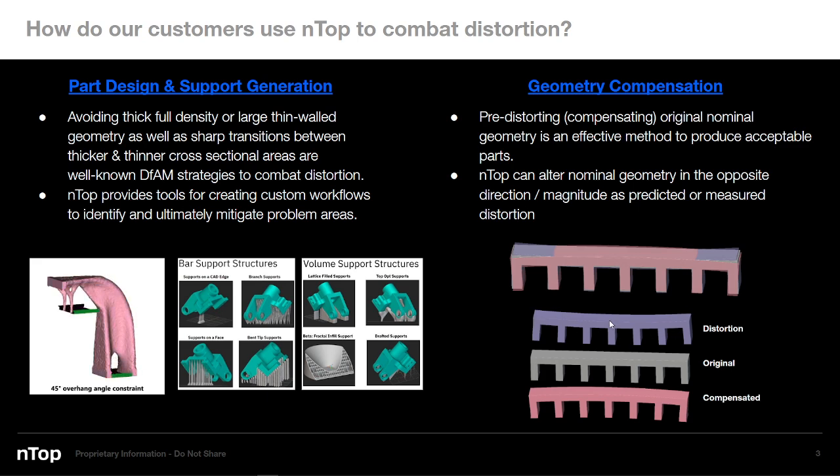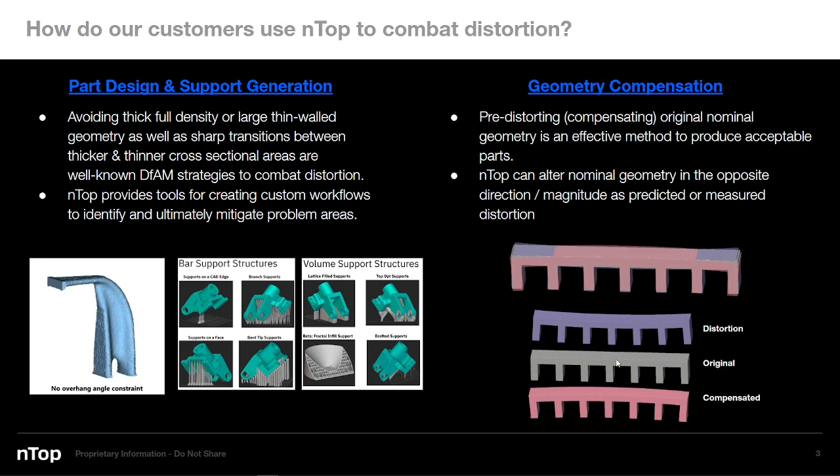Well, if the process is very repeatable, meaning when you print 5 or 10 of these at different times in some given additive process, and you see the distortion happening is very similar every single time, a really effective way to combat that is to compensate or pre-distort your geometry.